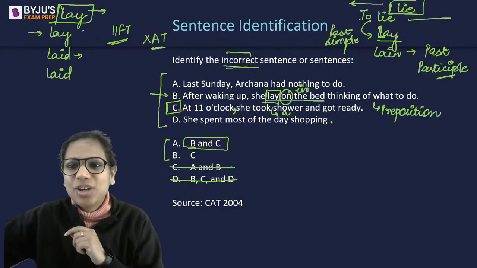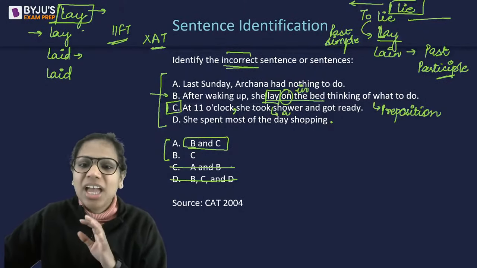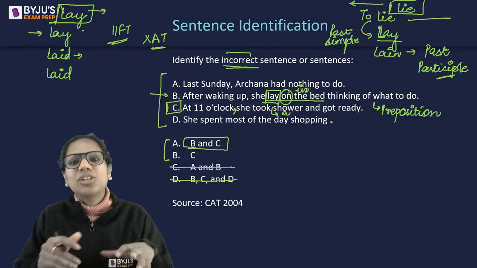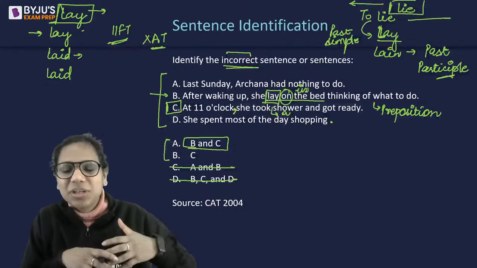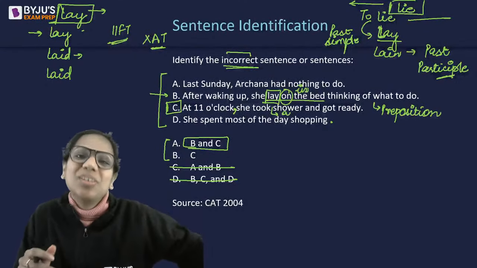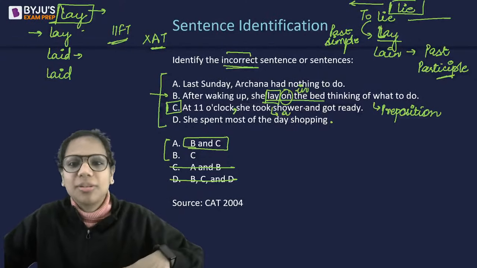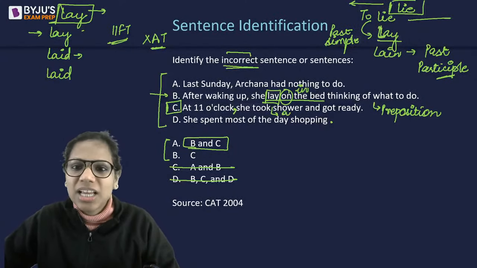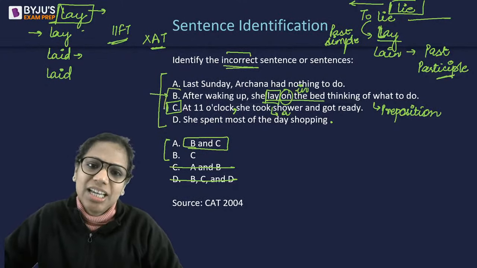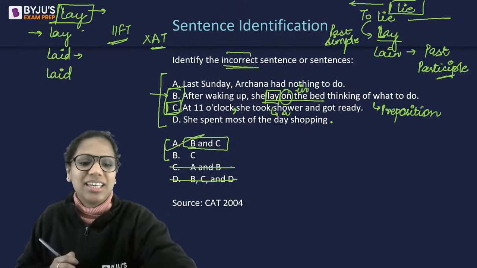This now clarifies your concept of lie versus lay, and you understand that when someone is sleeping, the act of being in bed, we call it being in bed and not on the bed. On the bed is you sit on the bed, right? And this is also clear, comma, and she took a shower and got ready. So B and C, option A.